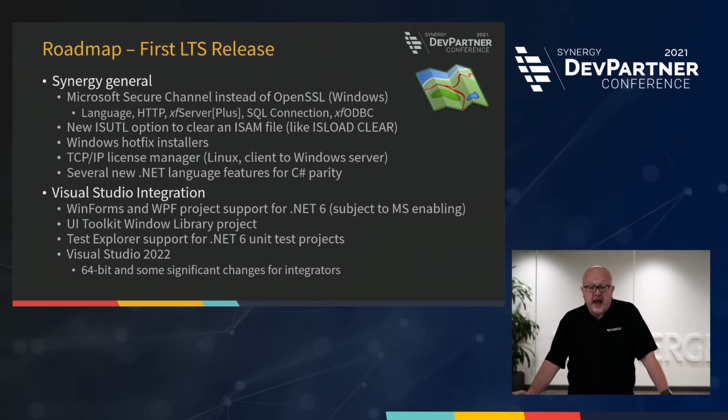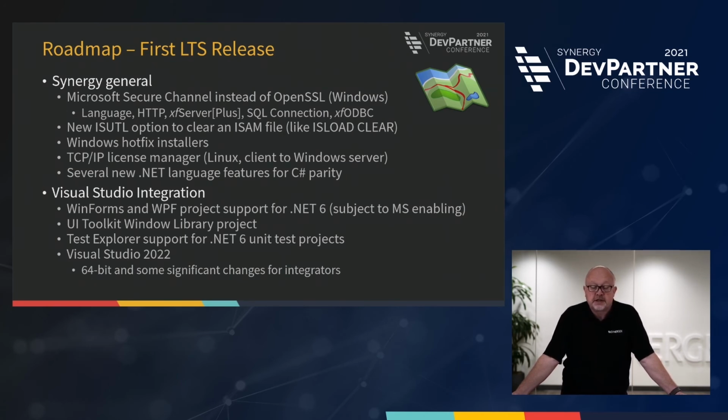We are going to be adding a UI Toolkit window library project to Visual Studio. This is something that came from the Ideas Forum, and I think is probably the most voted on idea that we've ever had. So thank you for that. We're going to be adding Visual Studio Test Explorer support for .NET 6 unit test projects, and we're also going to be migrating to Visual Studio 2022.